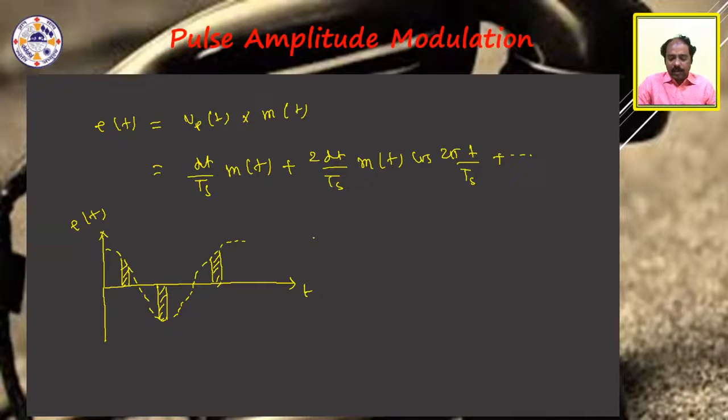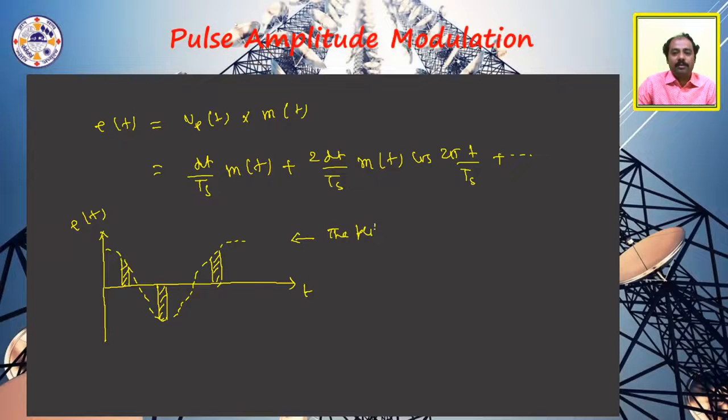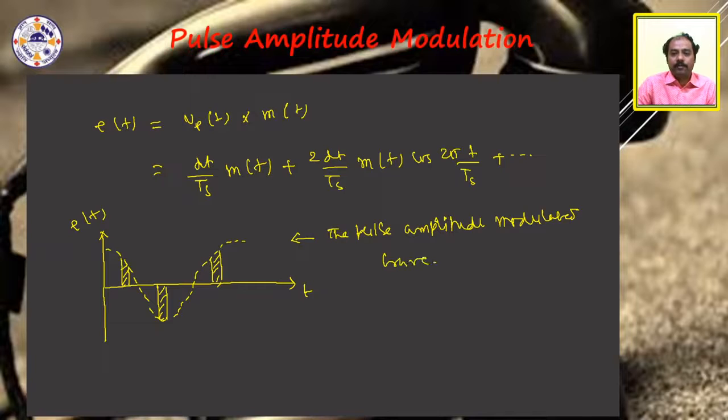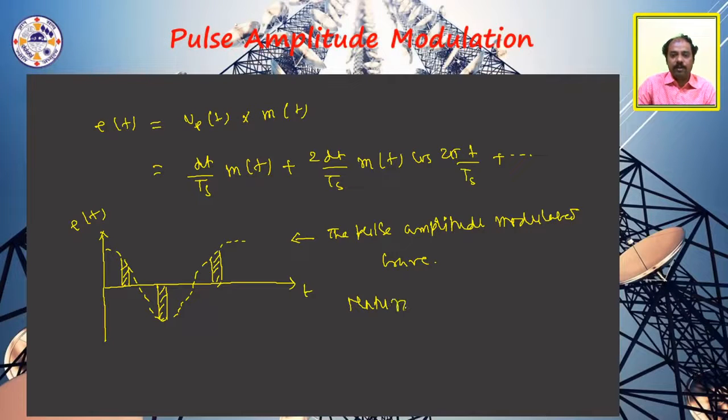Now the form of the pulse amplitude modulated wave will be this: the pulse amplitude modulated wave, fine. This is the pulse amplitude modulated wave. Actually this is also called natural PAM.